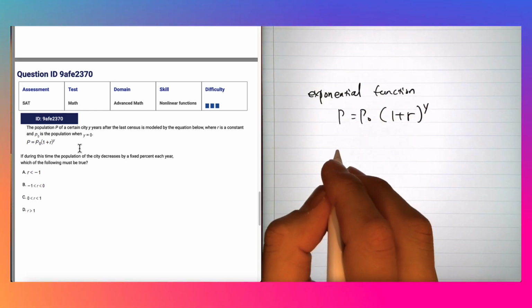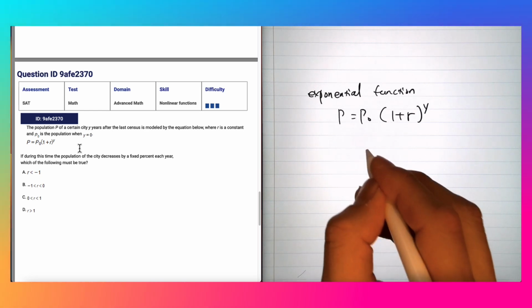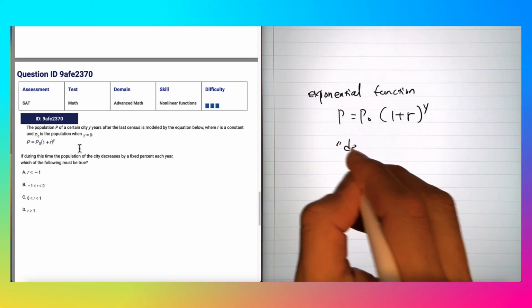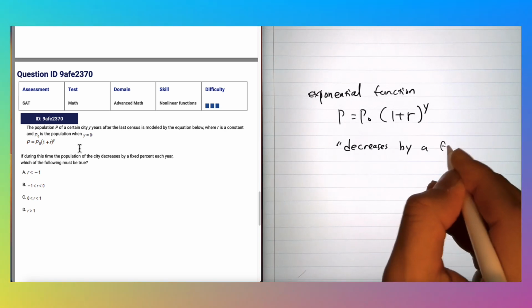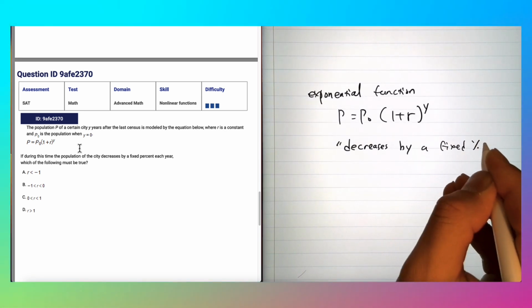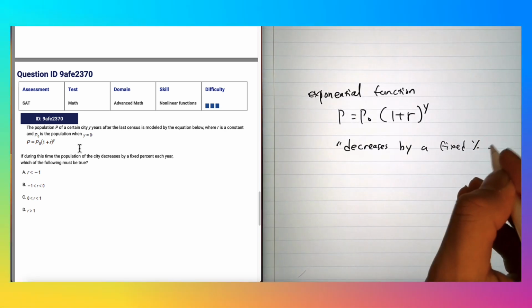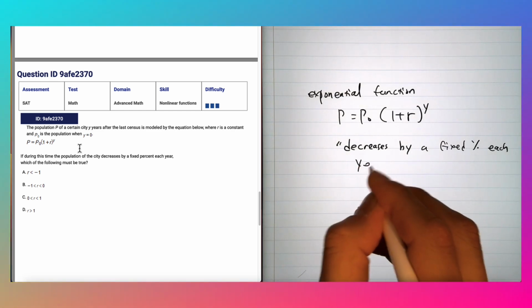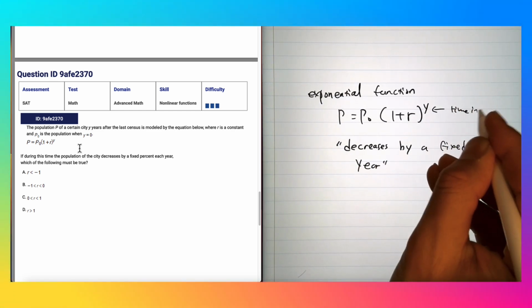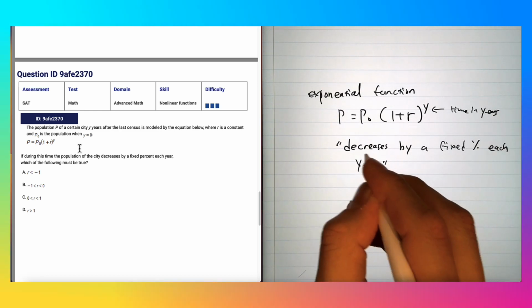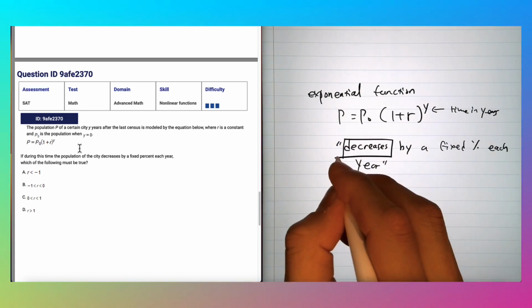If during this time the population of the city decreases, so population decrease by a fixed percent each year. So that tells us that Y is in years, time in years. And the keyword is decrease.